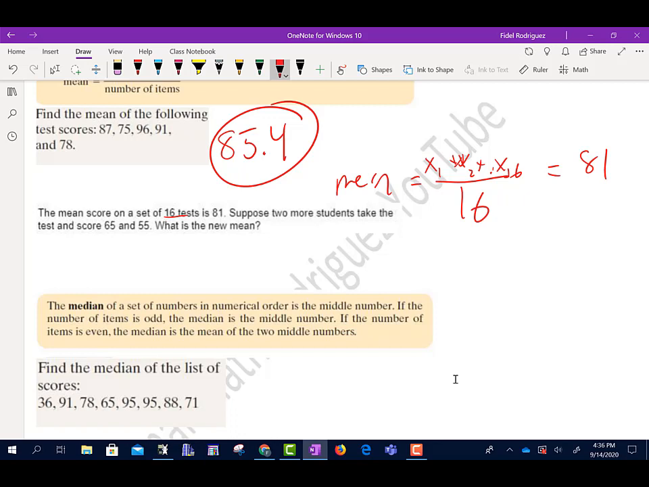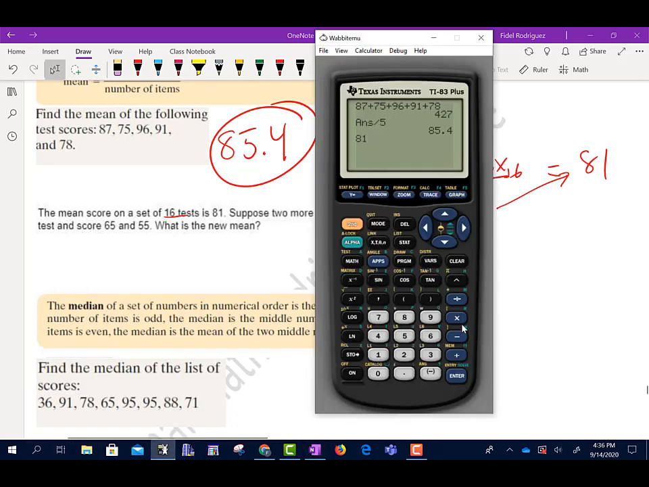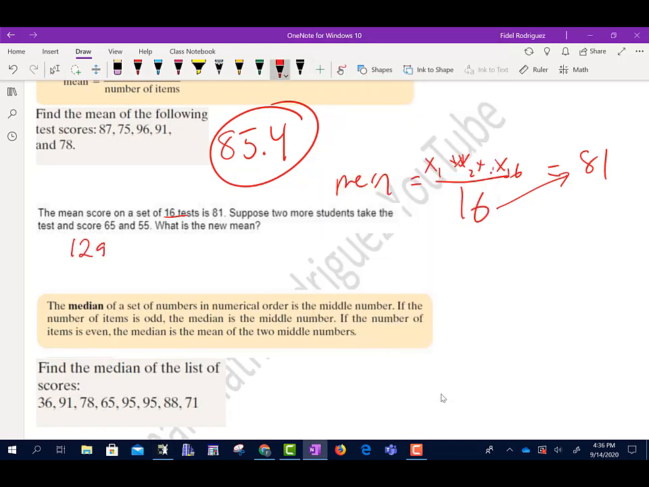Now we're going to add 2 more test grades, and we want to figure out what that average is going to be. Remember, the way we got the 81 is we took all our numbers, added them up, and then divided by 16. So let's do the step right before we divide by 16. I'm going to take my calculator here and say, what's 81 times 16? That means when we added up all of our test scores, we already had a total of 1296.